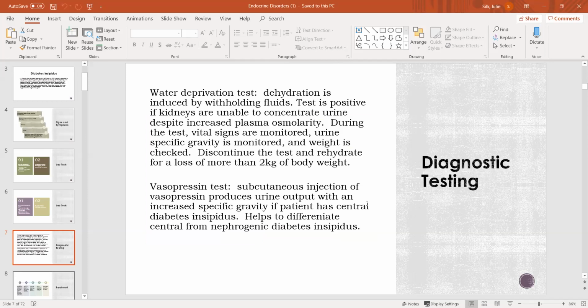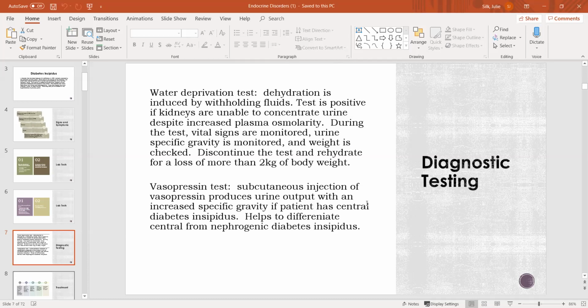Okay, so believe it or not, to figure out if someone has this, if they're suspecting it, they do something called a water deprivation test, which seems kind of inhumane in a way. They actually will withhold fluids and induce dehydration in someone to see if this is what's going on. The test is positive if your kidneys are unable to concentrate urine despite increased plasma osmolarity.